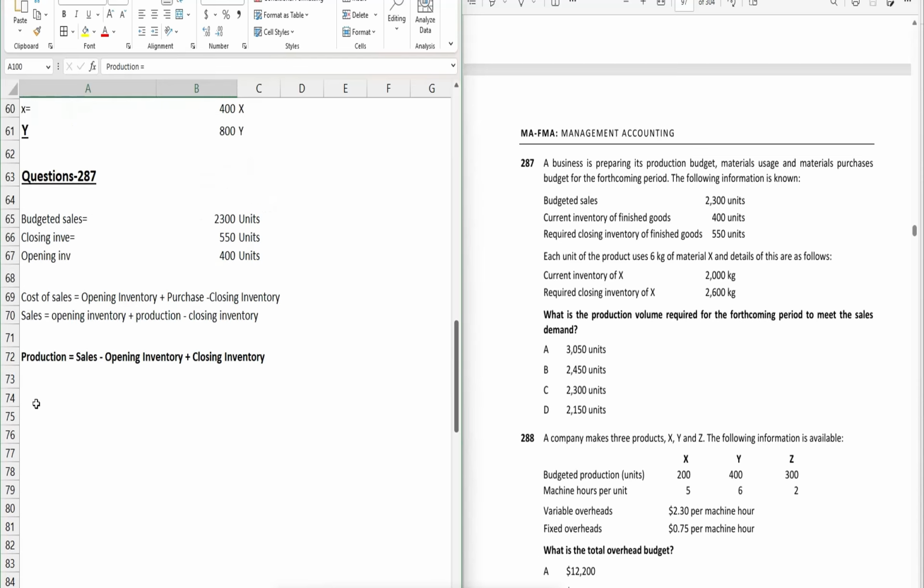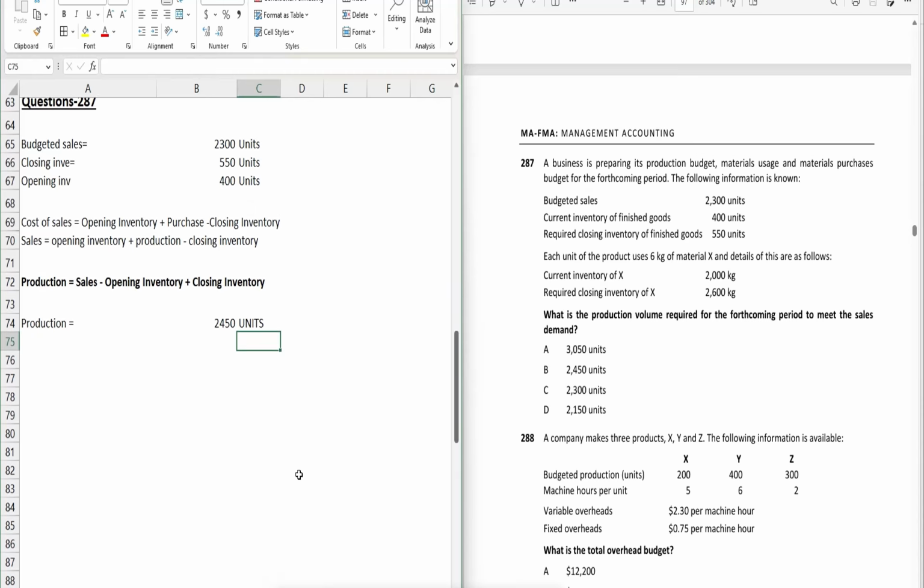Yes. So sales we know is 2300. Opening inventory is 400, plus closing inventory of 550, and it will give the production of 2450 in terms of units. And the question is asking you to calculate in units. It's very easy. Now let's move to question number 288.